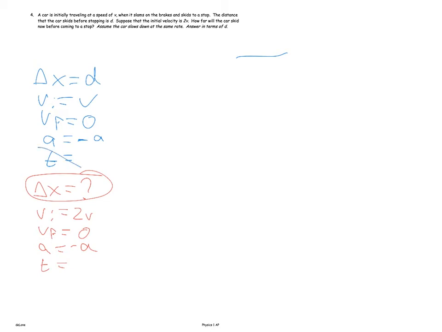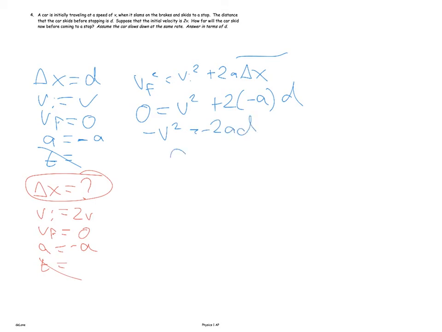You notice I don't know time, I don't care about time, but I can set up an equation in each situation that does not involve time. So for this first one, I'm going to say vf squared equals vi squared plus 2a delta x. So 0 equals v squared plus 2 times negative a times d. I'm ultimately solving here for d, so that's why I want to isolate. So I get that negative v squared equals negative 2ad, so d is going to be v squared over 2a.